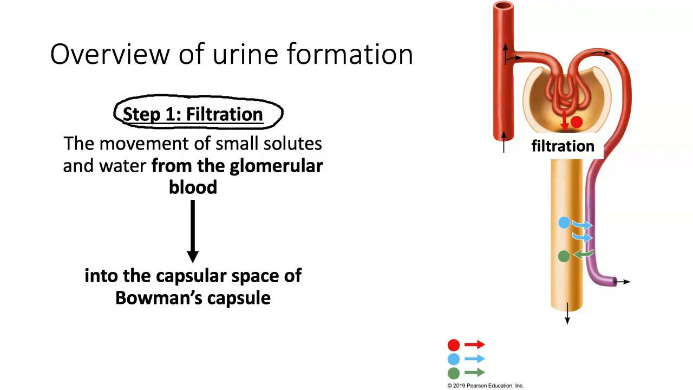What happens is that a filter is formed between the glomerulus and the visceral layer of Bowman's capsule, which we'll talk much more about. But basically, there's a semi-permeable filter so that as blood passes through the glomerulus, any items that are small enough, small solutes and water, get filtered out, physically leave and enter into the capsular space of Bowman's capsule. And anything that's too big doesn't, and it just leaves the blood through the efferent arteriole.